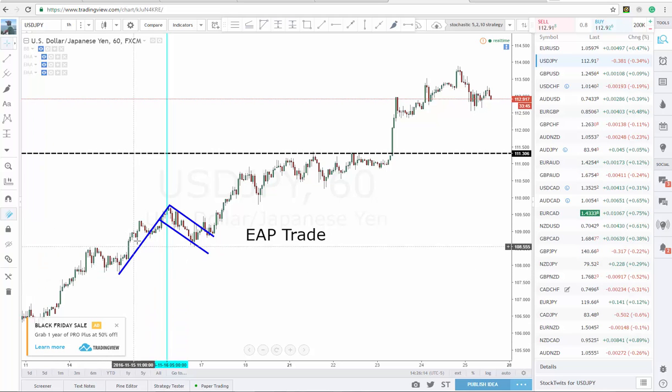So in that video, we'll be discussing the analysis behind this breakout trade that you see. And as I said, up to now, that analysis and that strategy has been exclusive to only my EAP members.